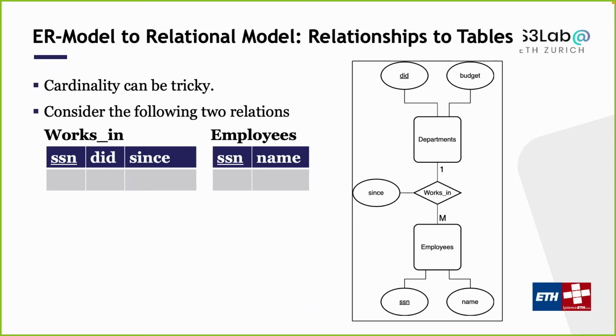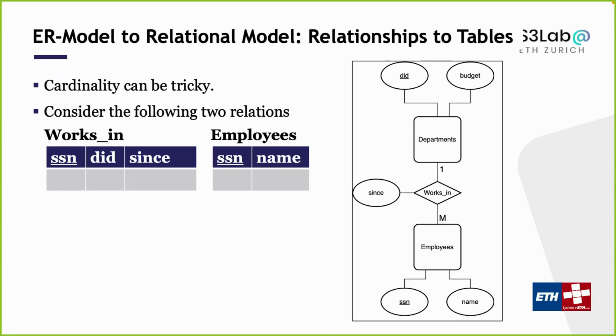So the primary key should only be about employee because there's a many-to-one relationship from employee to department. If I know the employee, I know which department that employee works in, right? So after translation, the works in relation is going to have the primary key solely depend on the employee, not the combination.